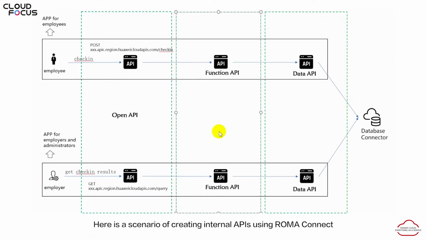Here is a scenario of creation of internal APIs using ROMA Connect. In this exercise, we use ROMA Connect's service orchestration capabilities to create two application APIs exposing the backend data source, one for employees and the other for managers and employers. Composite APIs are created by combining data APIs and function APIs. These APIs are then published on the internal software marketplace for the developers to subscribe and use. Let's see how we can build these two APIs for applications step by step.